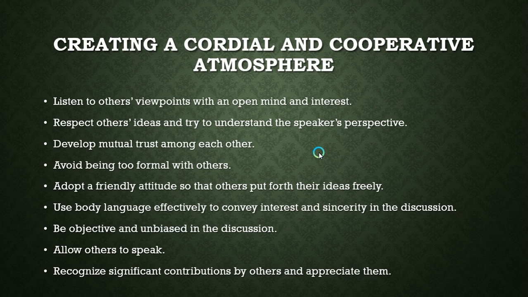Next is allow others to speak. You must allow others to speak. Don't keep talking like a chatterbox. Okay, it is necessary to allow others also to speak, and we should become a good listener at that time. Recognize significant contributions by others and appreciate them. We need to appreciate others' views as well.